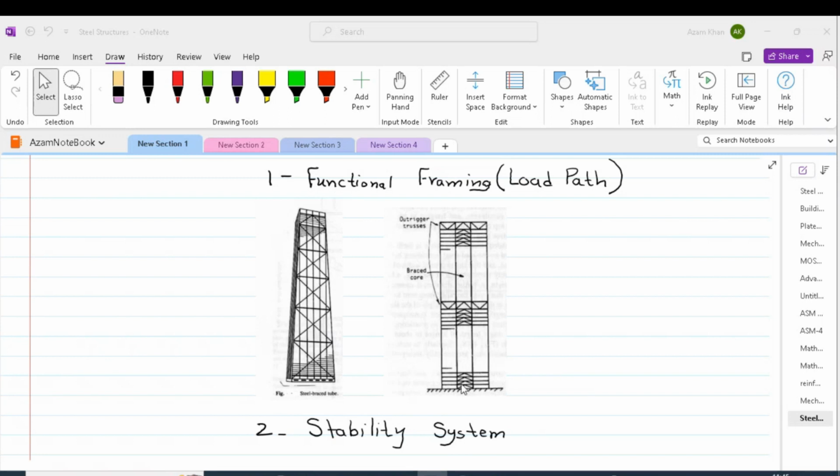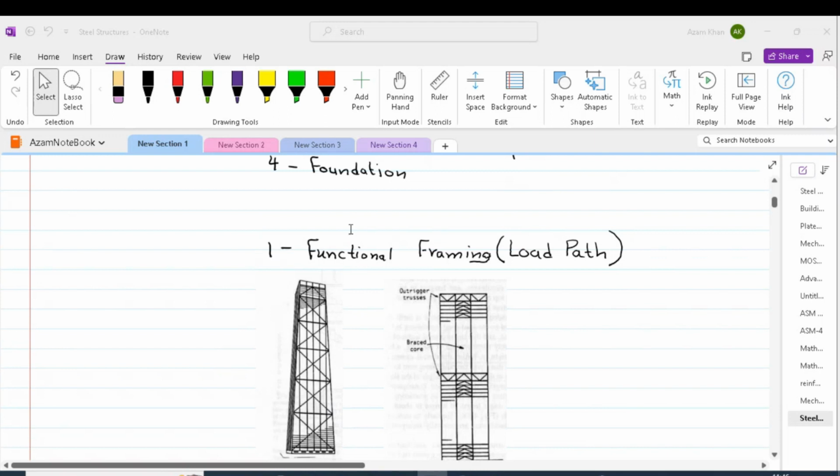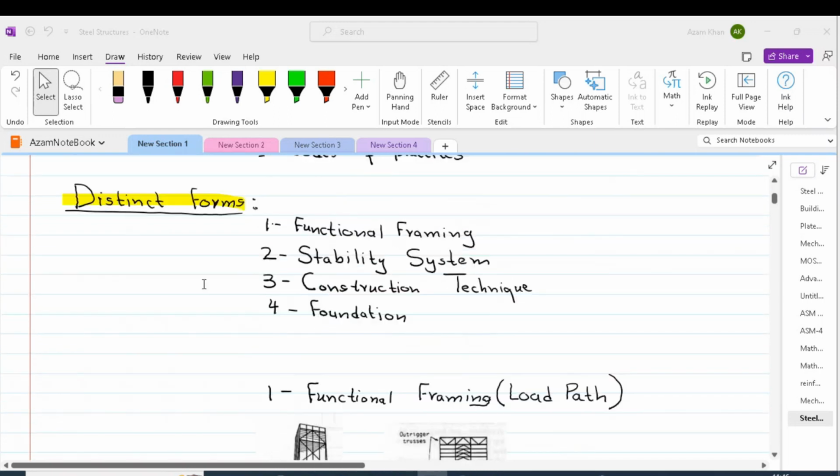This structure consists of a central core, which is braced with horizontal cantilevers or outriggers coming out of the core. We can appreciate that the lateral load in the second system will be transferred differently to the ground. A structural engineer must understand what would be the best functional form to transfer the vertical and horizontal loads to the ground. So that is the first parameter which distinguishes one structural form from another.